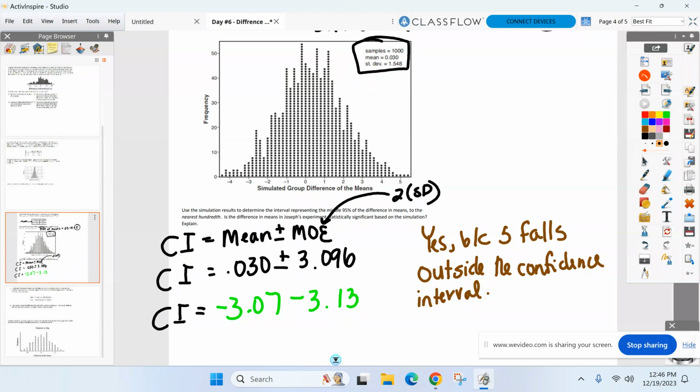Questions there? Find the interval. If it's inside, it's not significant. If it's outside, it is significant because it's not with the rest of them by random chance. Is that kind of making a little bit of sense before we go? Because there's going to be some drawbacks to this.